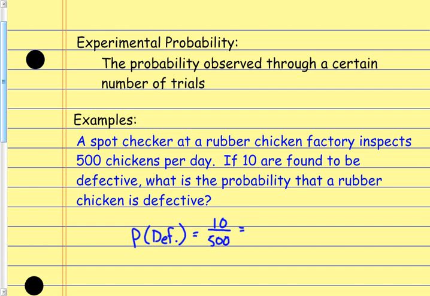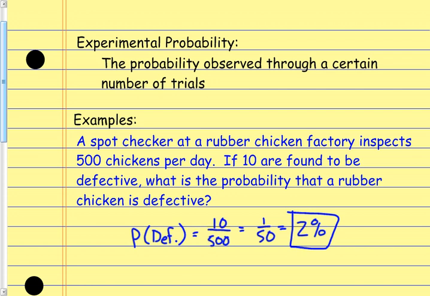And I'm going to write experimental probability as a percent. It's just an easy way to distinguish between experimental and theoretical. Theoretical probability I will always express as a fraction, a reduced fraction. Experimental probability I'm going to express as a percent. So 2% of the rubber chickens are going to be defective. And that would allow us to make predictions about future values of these things. If I was looking at a batch of 50,000 of them, I could calculate how many we would expect to be defective.